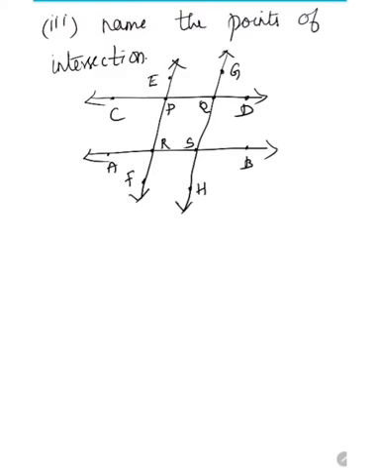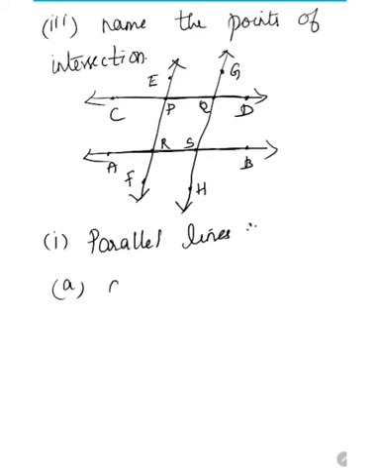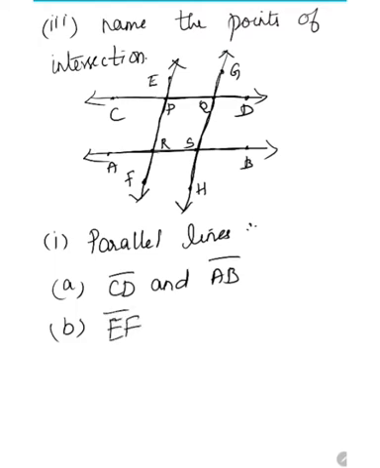Okay, so the first question is identify the parallel lines. So this is the answer of the first question. What are the parallel lines here? See, CD and AB. This one is parallel. First parallel line, CD and AB. The second parallel line is EF and GH. Okay. So the second question is, what are the intersecting lines here?